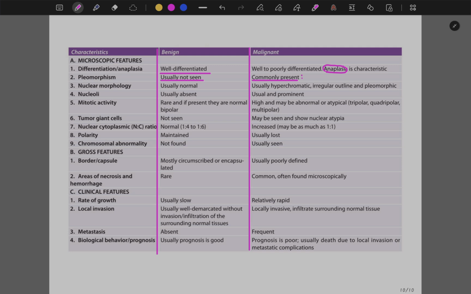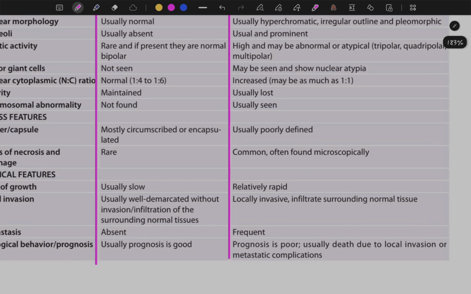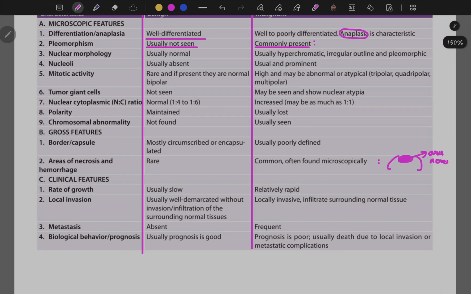Coming to the gross features, capsule is present. Benign neoplasms are well encapsulated, and malignant ones are not encapsulated, and also areas of necrosis and hemorrhage are not seen in benign, but in malignant neoplasm we can see necrosis, usually at the center of the tumor. You can see the area of necrosis. This is one of the gross features of malignancy.